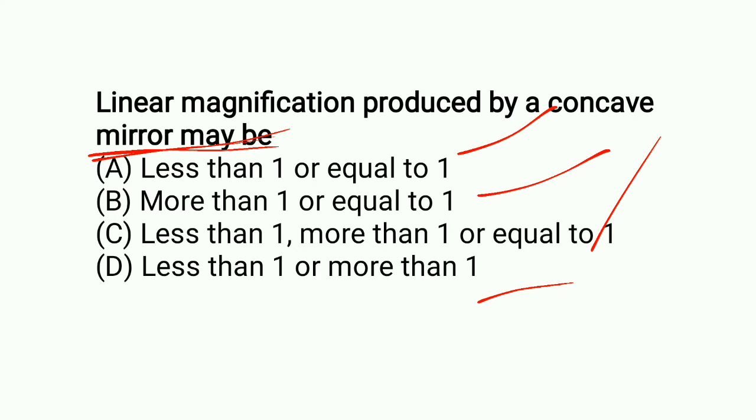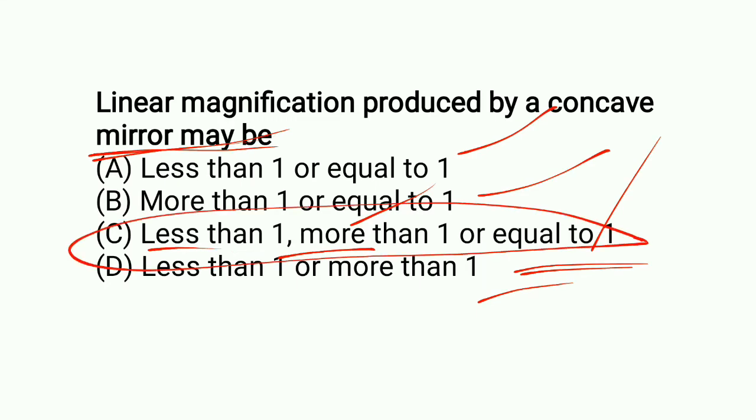So here we have to choose the option which is correct for the concave mirror. As we know, the concave mirror sometimes produces a smaller image, same size, and enlarged image. For the smaller image, the magnification is less than 1. For an enlarged image it is more than 1, and for the same size it is equal to 1. So here option C is the correct answer for the concave mirror.